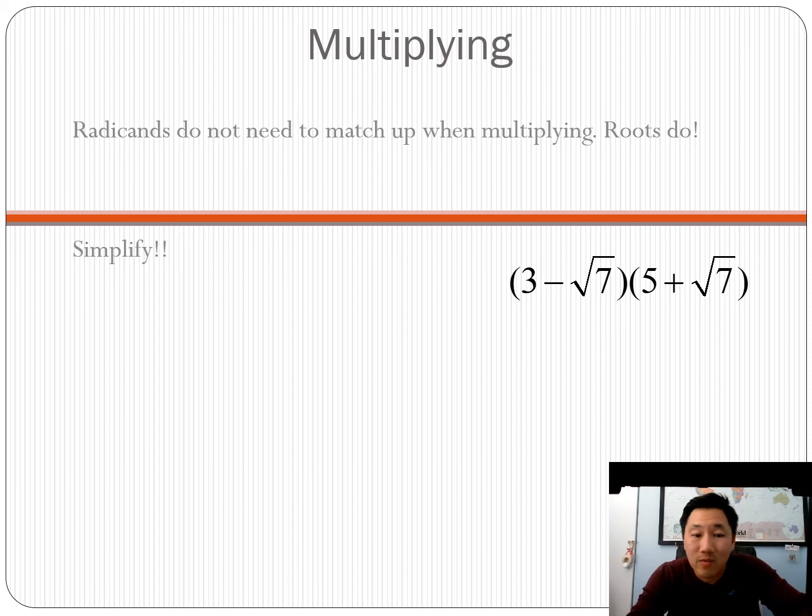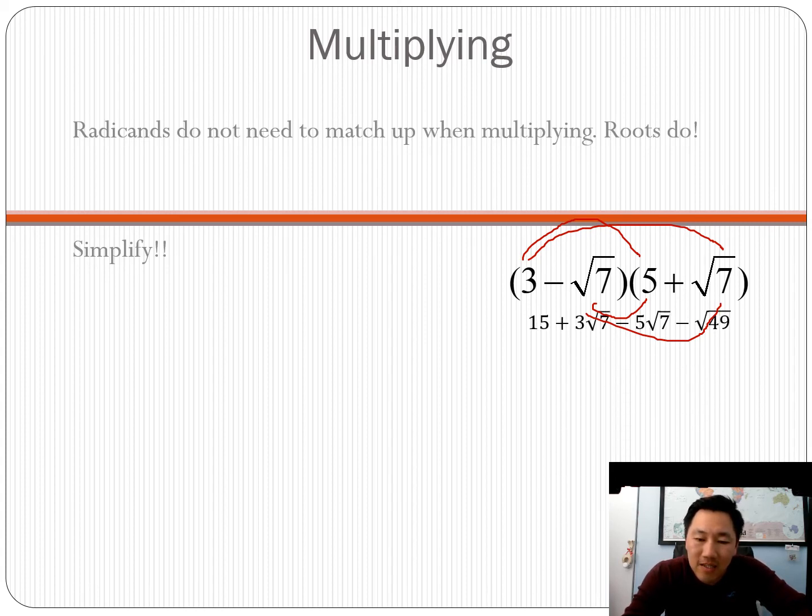With multiplying, the radicands do not have to be the same. The roots have to match up though. Multiplying these guys, you have to do FOIL: first, outside, inside, last. This is what you get. Let's look at it a little bit more carefully.